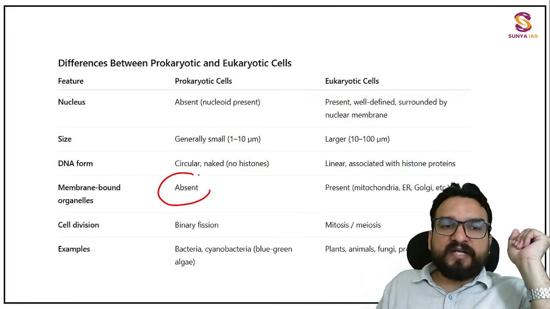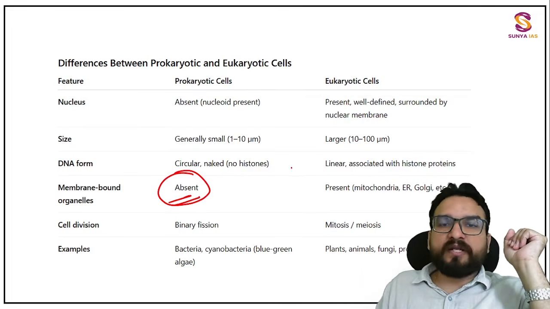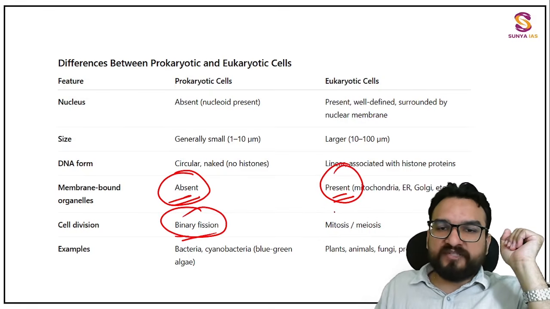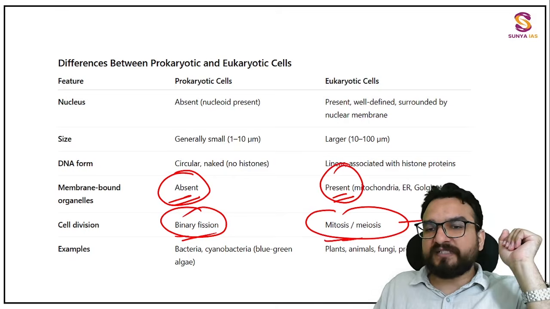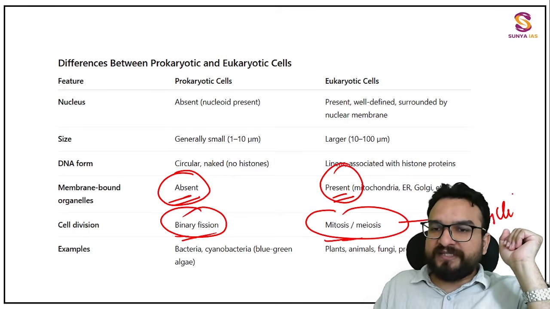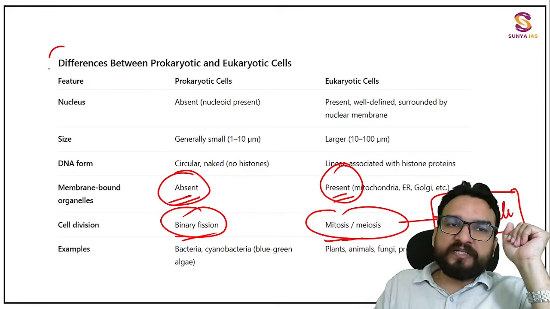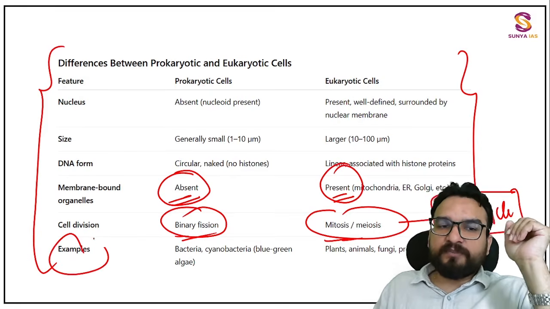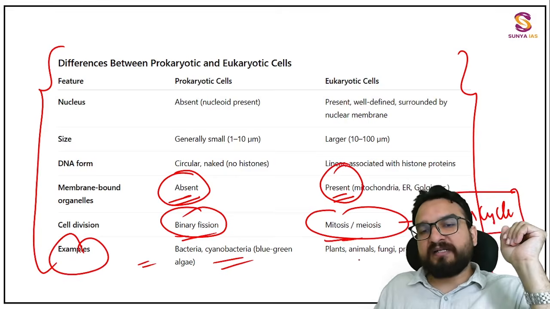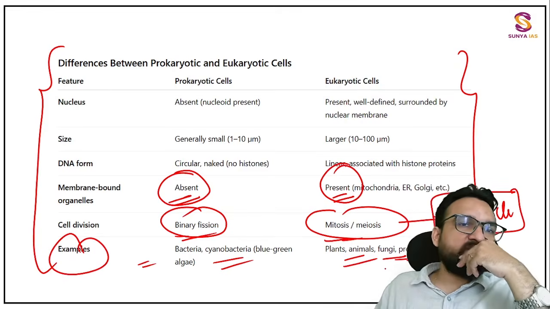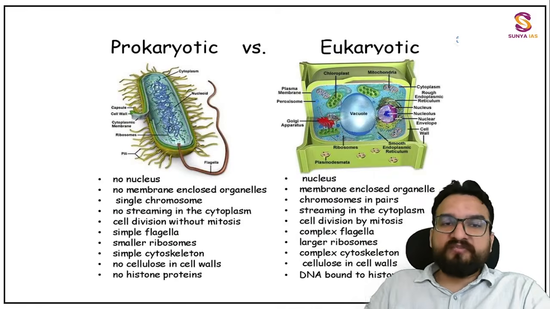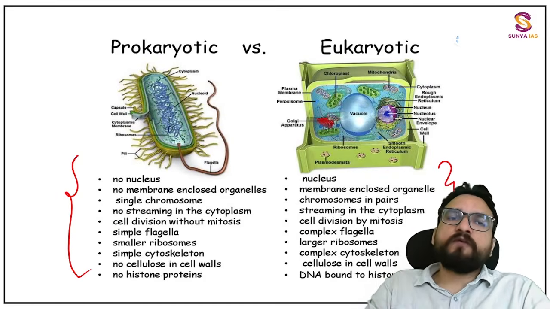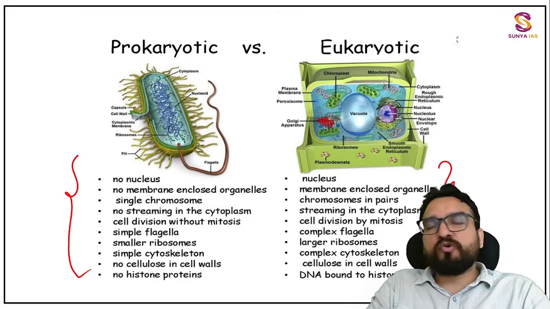Then you will be finding membrane bound organelles absent over here in prokaryotes, present in eukaryotes. Cell division, binary fission, mitosis, meiosis, again we have to understand in the cell cycle. So all these details, it is better that I will be telling you the differences again, so you will be understanding it again. Examples you try to remember: bacteria, cyanobacteria, plant, animal, fungi, protista over here. More differences you can see over here, but in a better way you will be understanding when you will be completing this lecture and furthermore 2-3 lectures.